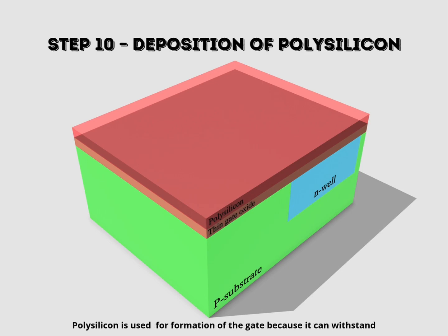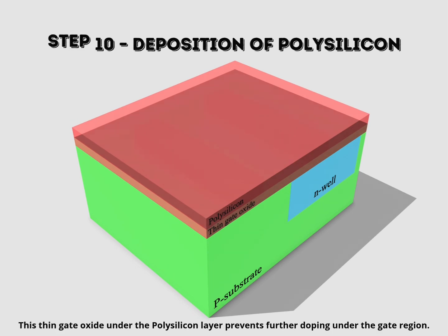Polysilicon is used for formation of the gate because it can withstand high temperatures greater than 800 degrees Celsius when a wafer is subjected to annealing methods for formation of source and drain. Polysilicon is deposited by using a chemical deposition process over a thin layer of gate oxide. This thin gate oxide under the polysilicon layer prevents further doping under the gate region.